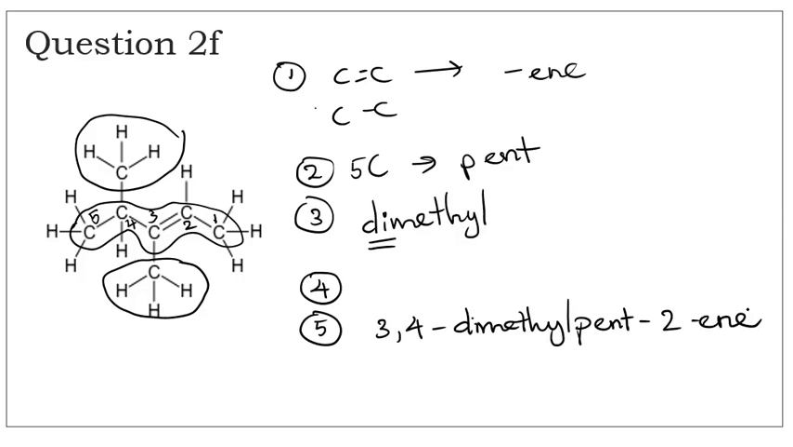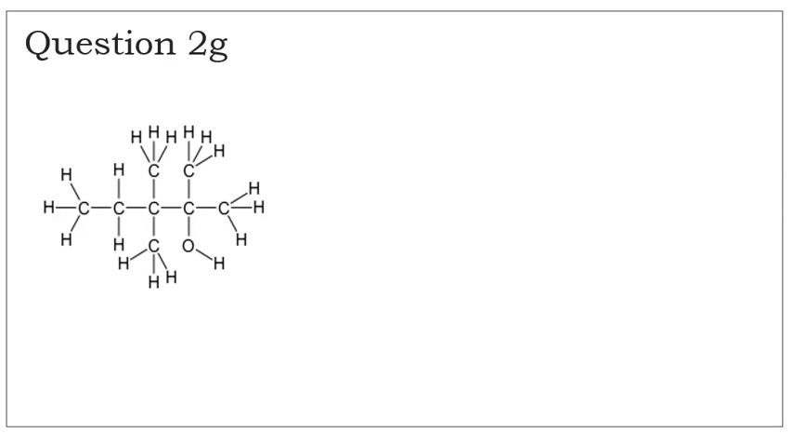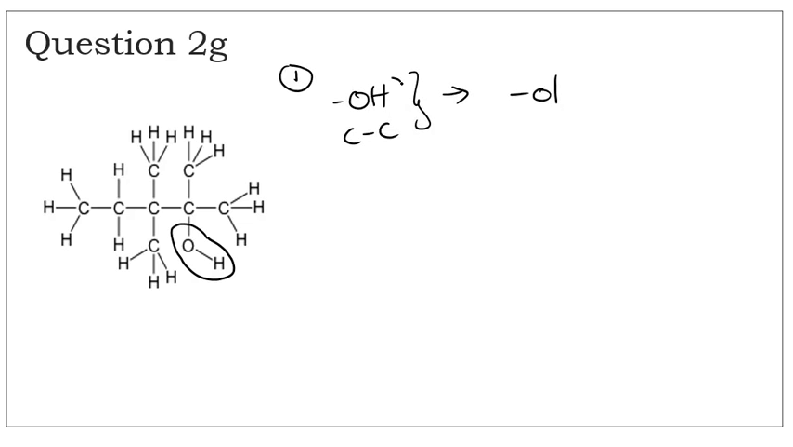Is that it? That's it. Oh no, that's not it. There's question G. Okay. I don't know why I sound so disappointed. I'm not really. There's an OH here, and then the rest is carbon. So the hydroxyl is definitely of highest priority if you consider between OH and CC. So this molecule is going to end with OL because this one is of higher priority.